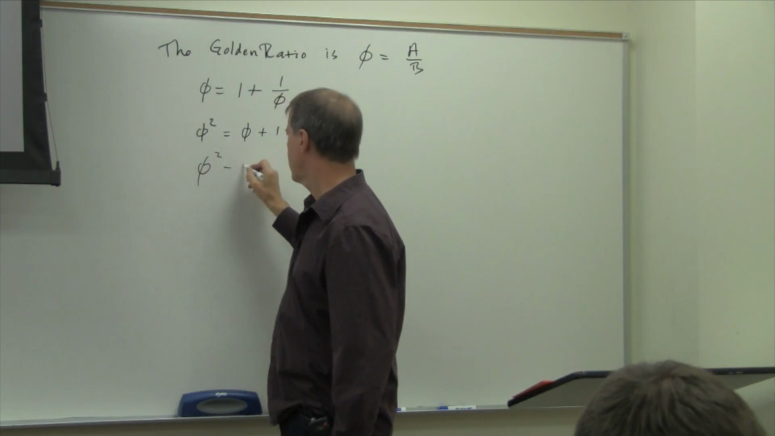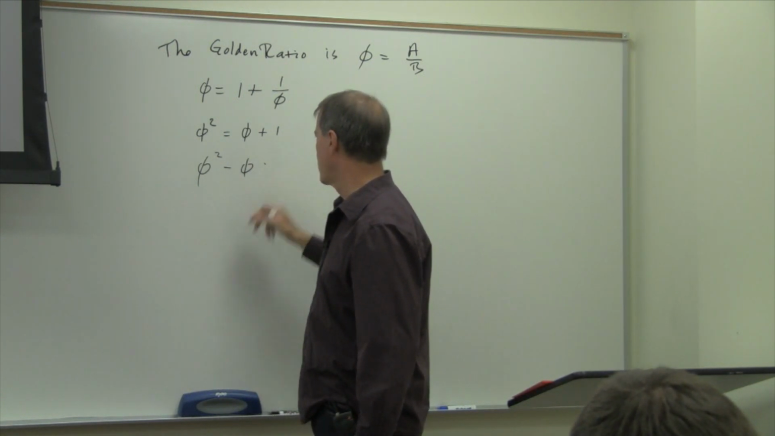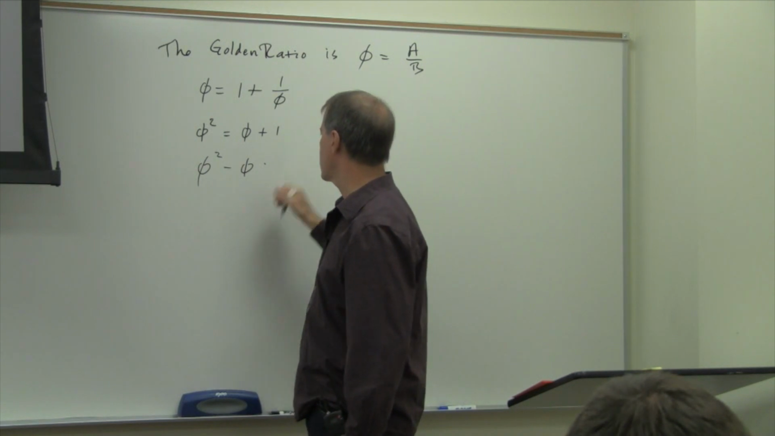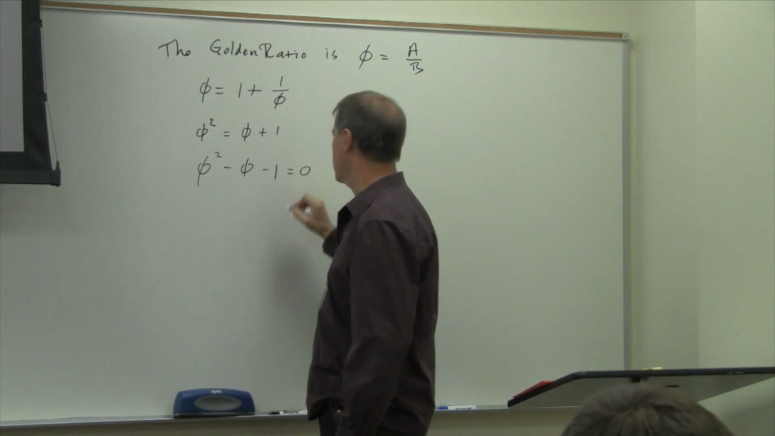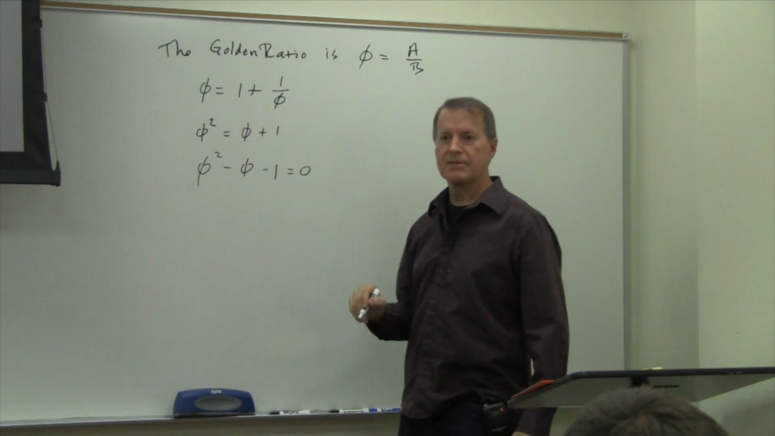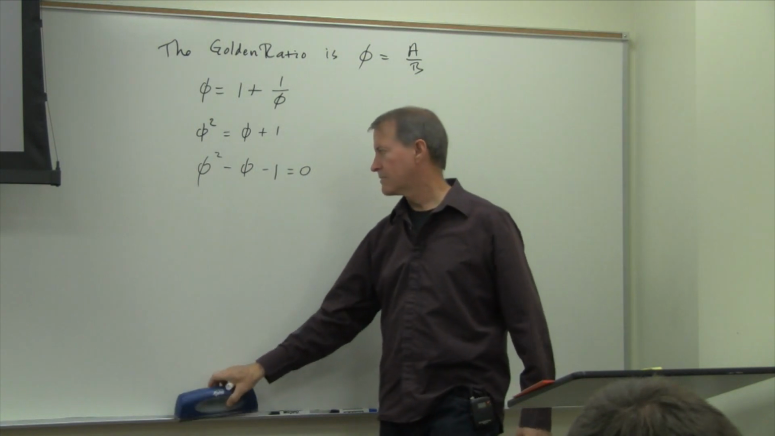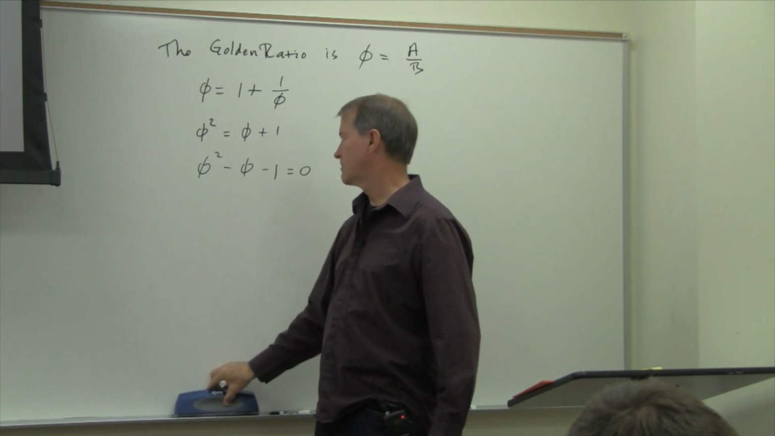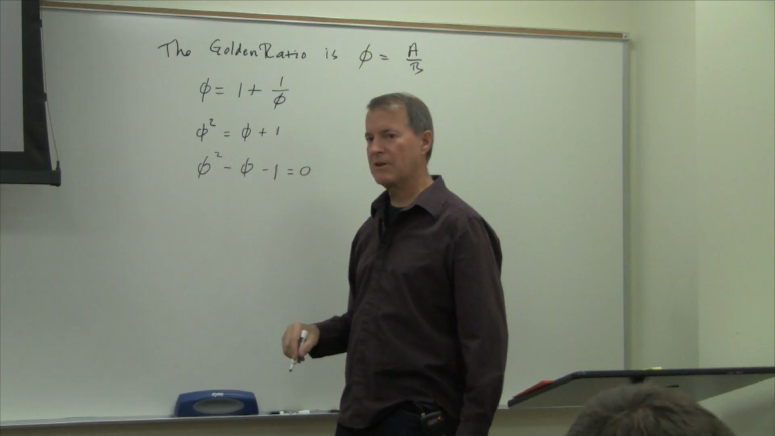Phi squared minus phi minus 1 equals 0. How do we solve a quadratic equation? Can we factor this? Okay, let's do the quadratic formula. I think we're going to have to use the quadratic formula.